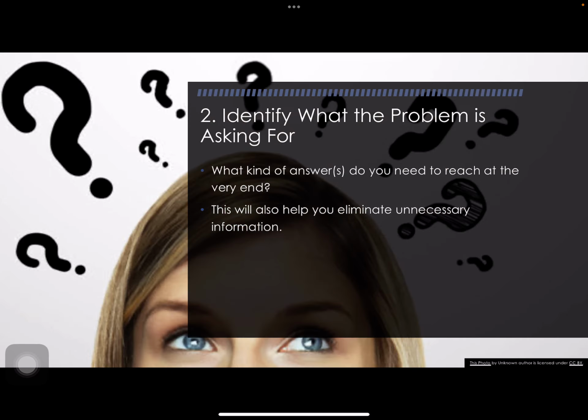The second step is to identify what the problem is asking for. What does your answer need to explain in the end? What type of math calculations will you need to do? This will also help you eliminate unnecessary information.